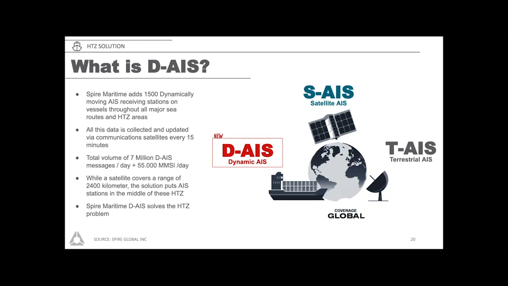So in the ocean, I kind of went over this on the previous slide. It's great that a satellite covers a 2,400 kilometer radius of range, but when you go over a high traffic zone, you really need that lower range, higher fidelity. And we've done that by covering vessels in high traffic zones with receivers that then broadcast over a different spectrum to be collected and then made available in our API.